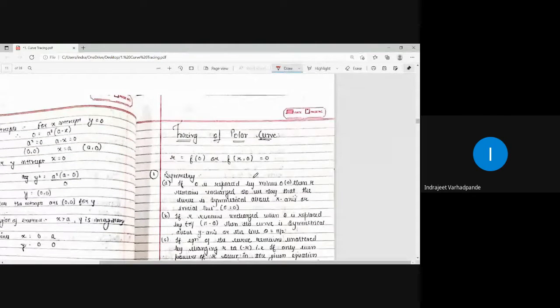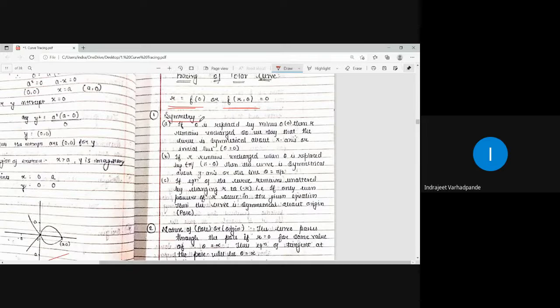Tracing of polar curve. We are all aware of the procedure or the steps to be followed for tracing the Cartesian curve. In parallel, we discuss tracing of polar curves. r is equal to f of theta, or f of r comma theta is equal to 0. This is how we identify the curve as a polar curve.